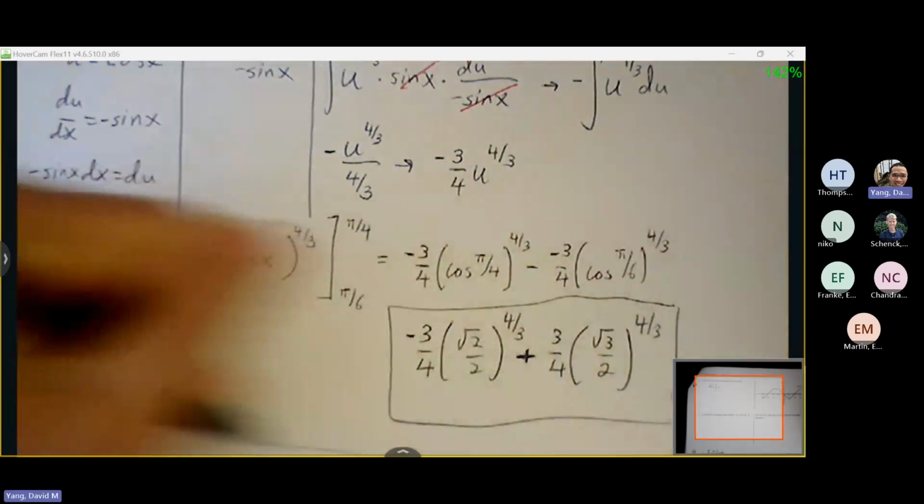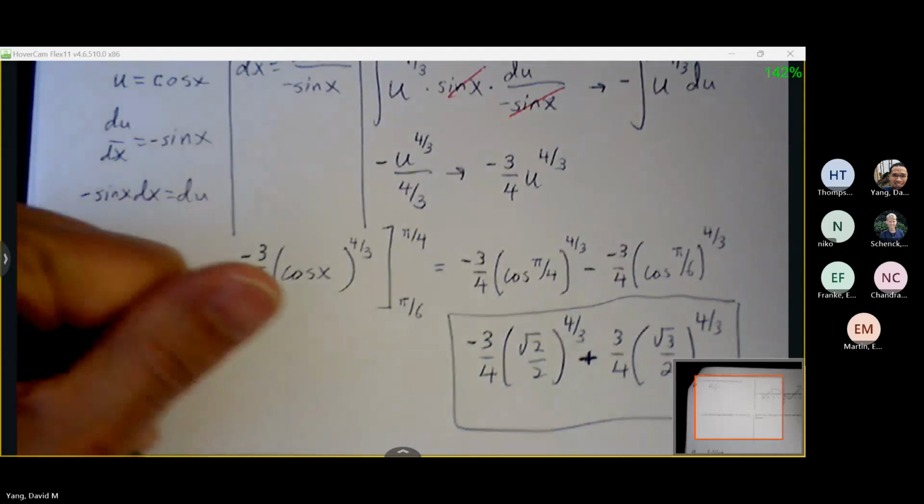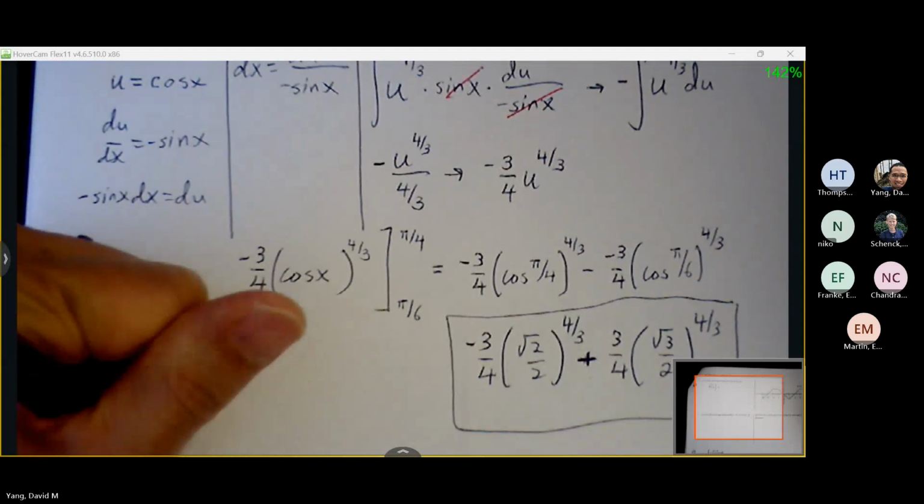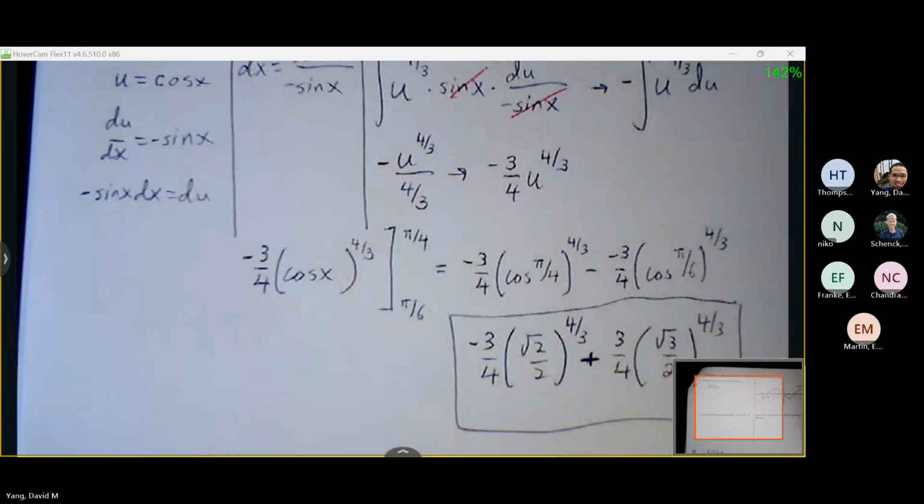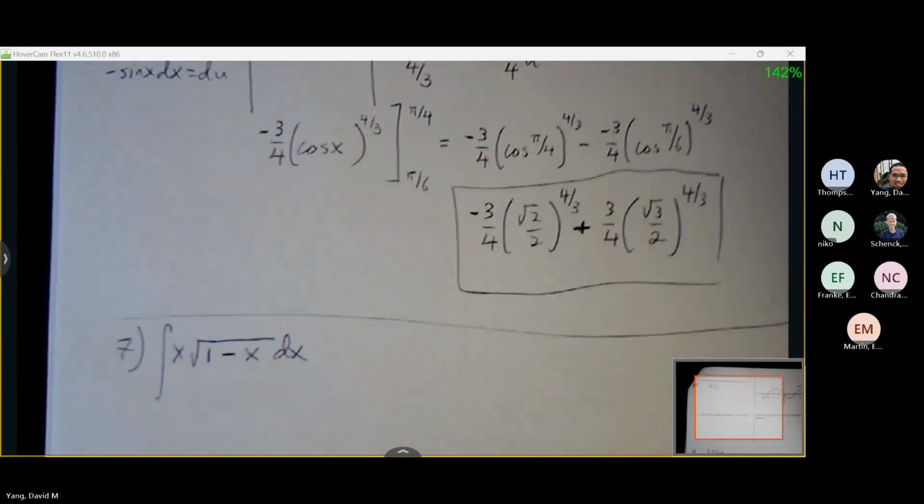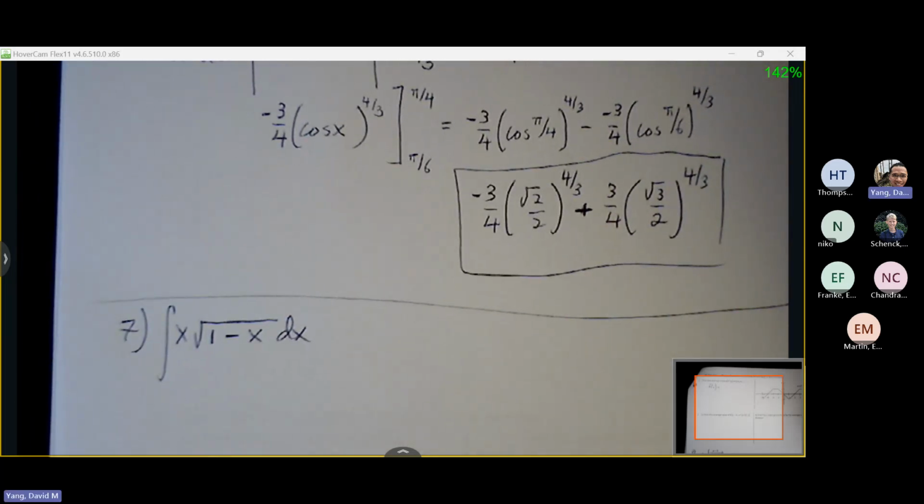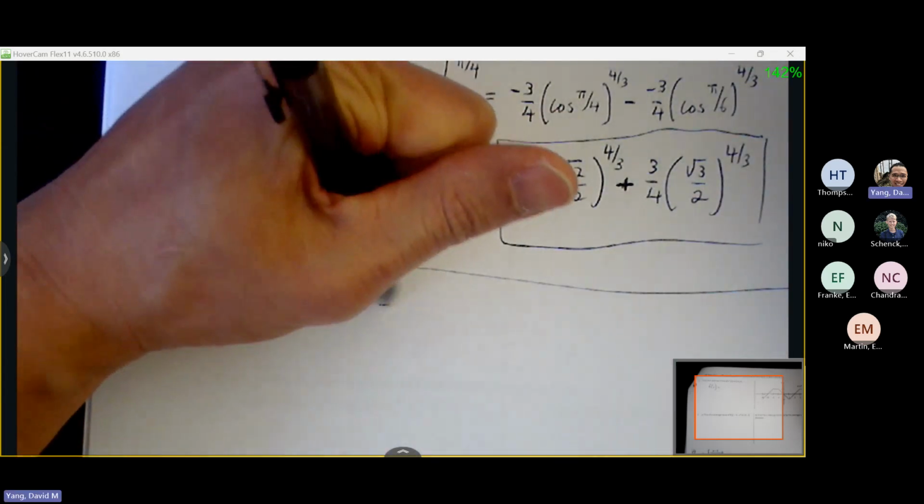Okay, number 7. All right, if we think about expansion or power rule, we're stuck, right? Too many terms inside the radical. We see addition, subtraction inside the radical. We can't distribute. We've got to rely on u substitution.